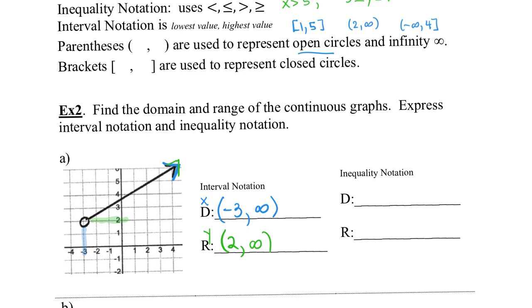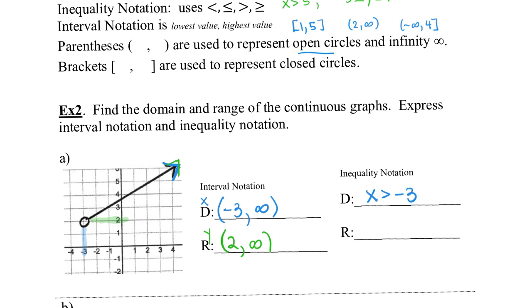Okay, inequality notation, domain has to do with the x's. So if I look at the x values, where do they start? Okay, this is kind of the boundary. It's at -3. Do the x values go right of -3 or left of -3? They go to the right. So it's going to be x is greater than -3.